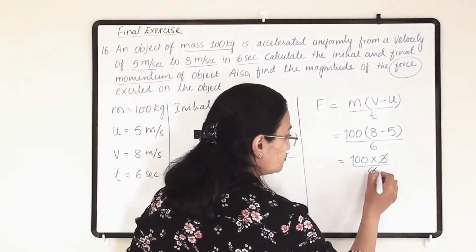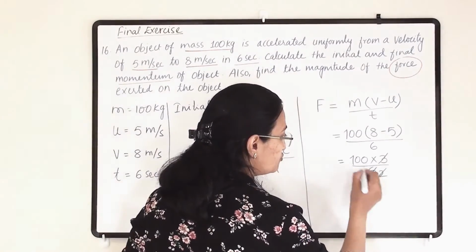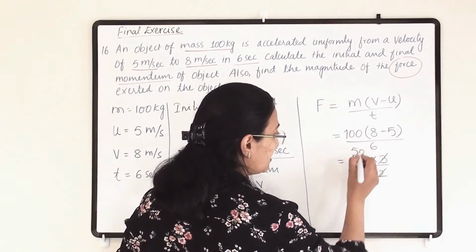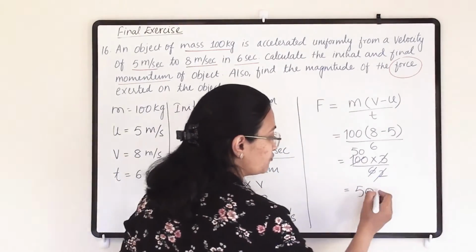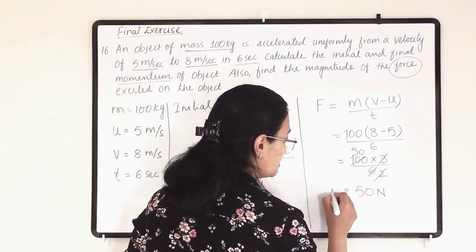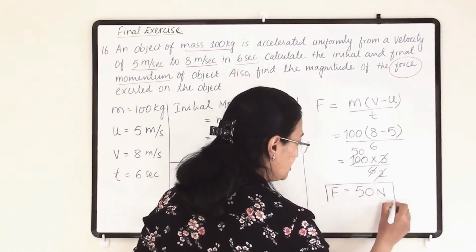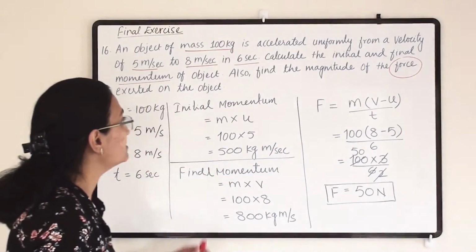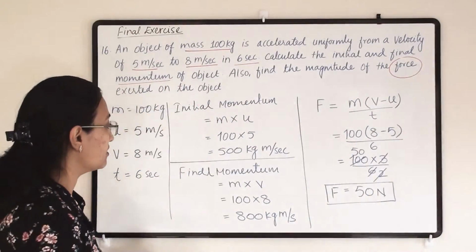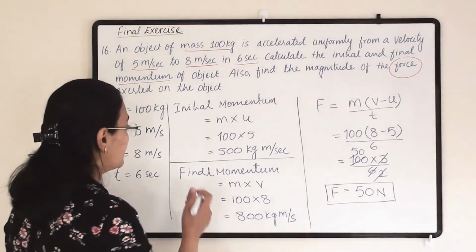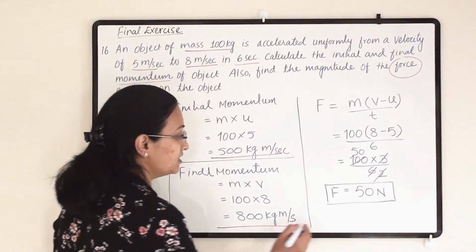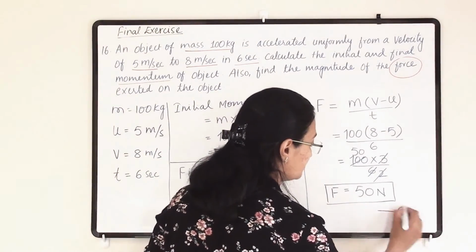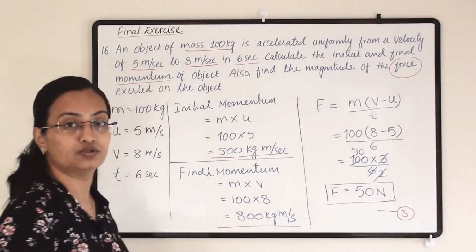So 3 2s are 6 and 2 50s are 100. So here we are going to get 50. And since this is force, this is going to be Newton. So F equals 50 Newton force will be exerted on the object. So these are our three answers. This is initial momentum, this is final momentum, and this is the third answer, that is force exerted on the object.